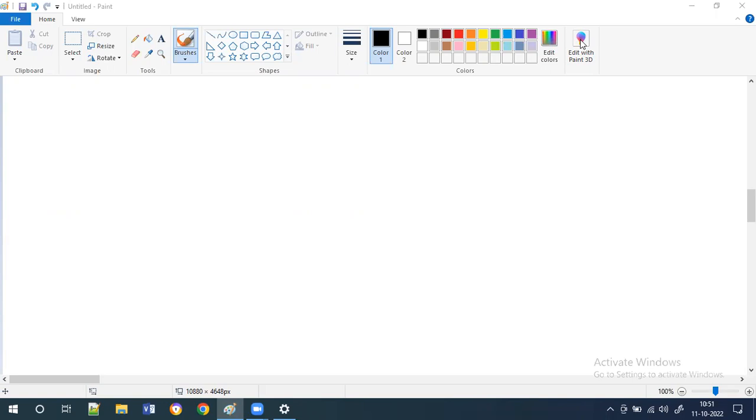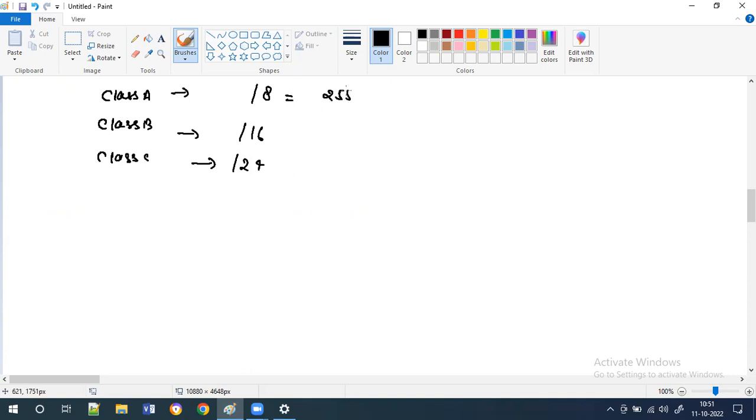Okay, that is fine. Class A. Okay, if I write down the class A IP address, class B, class C. Class A subnet mask is /8, class B /16, class C /24. If I write this into the subnet notation, 255.0.0.0, 255.255.0.0, then 255.255.255.0.